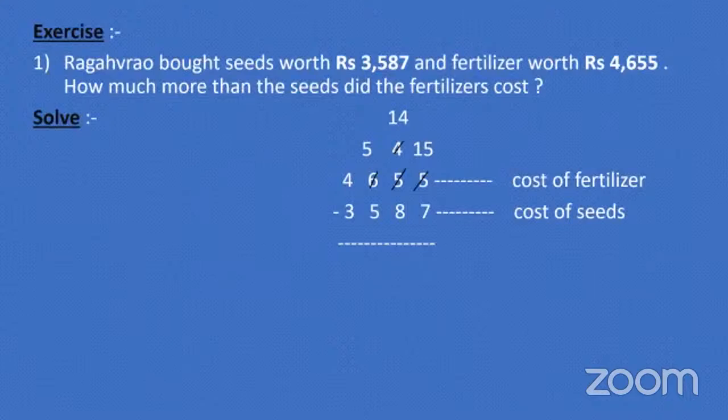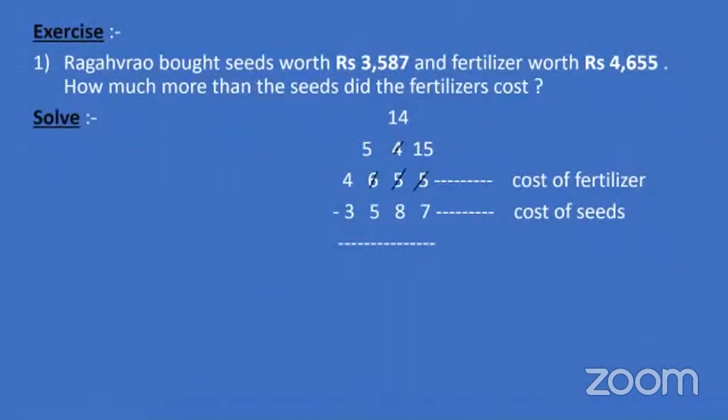We cannot minus 7 from 5. So for that purpose we borrow 1 from the next number. It becomes 15. Now 15 minus 7, what will be there? 15 minus 7. Once again count, beta. 8. Very nice. 8 will be there. And now see that 5 becomes 4.